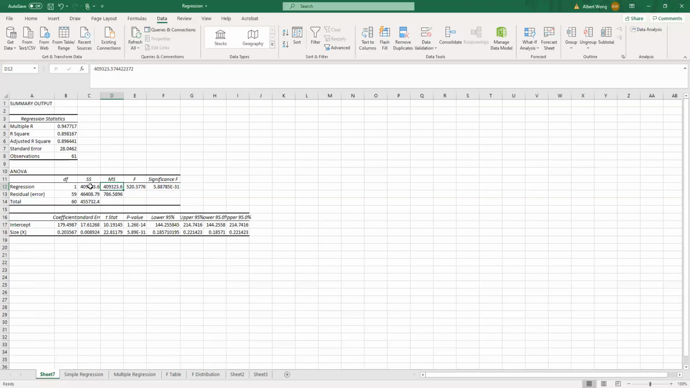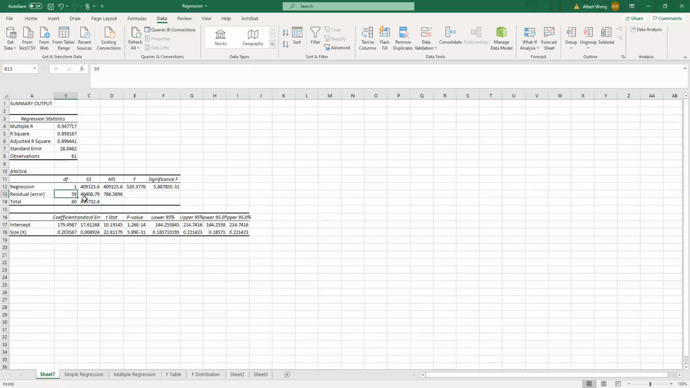You take SSR, the sum of squares for regression, divided by the degrees of freedom, which is the same. The next one is MSE. MSE is the mean square for error. So mean square error is equal to the sum of squares error divided by the degrees of freedom.